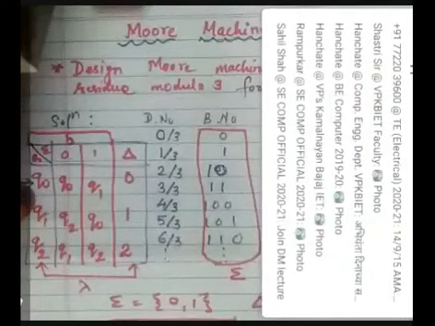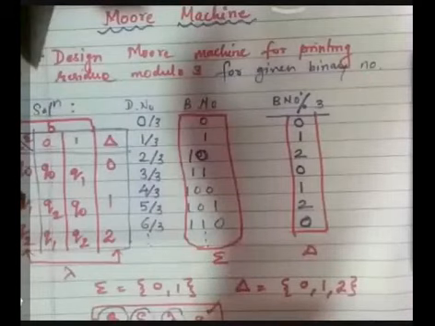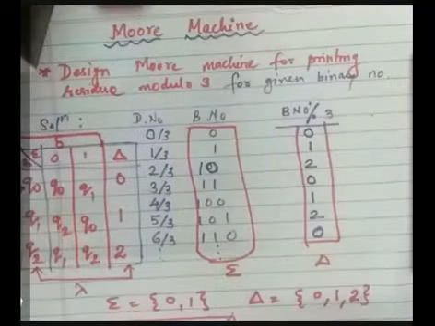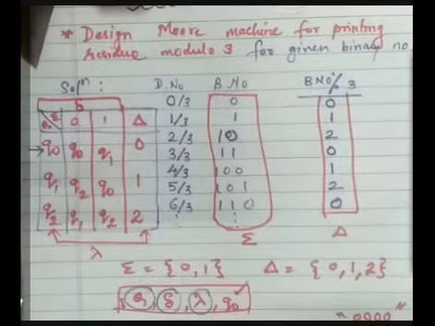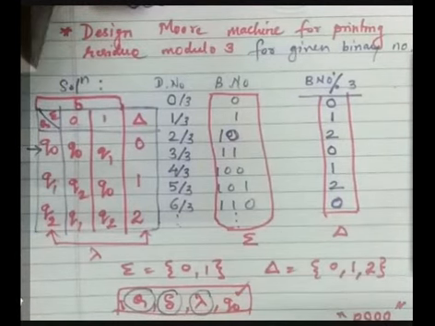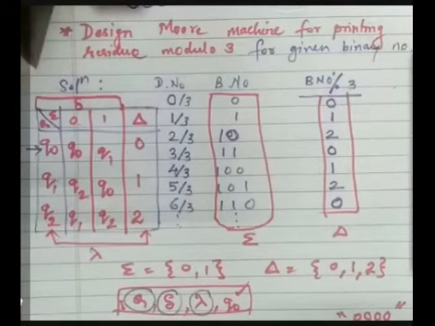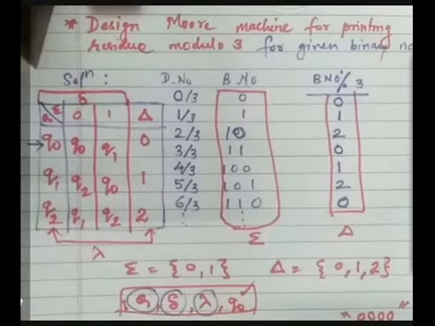Design Moore machine for printing residue modulo 3 for a given binary number. Okay, so if this question comes, can you solve this problem? Can you draw this particular figure? You should. So I think this is clear to you. Should I move to the next point?